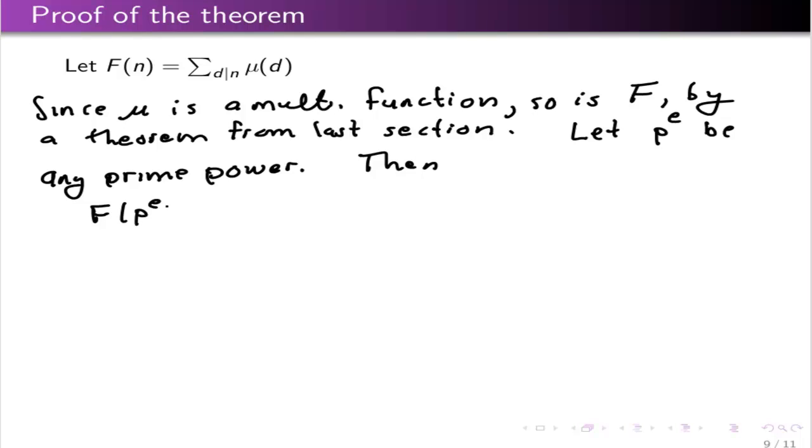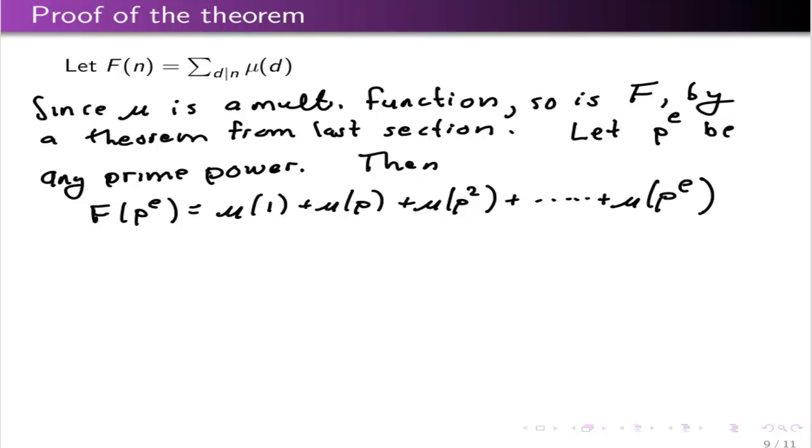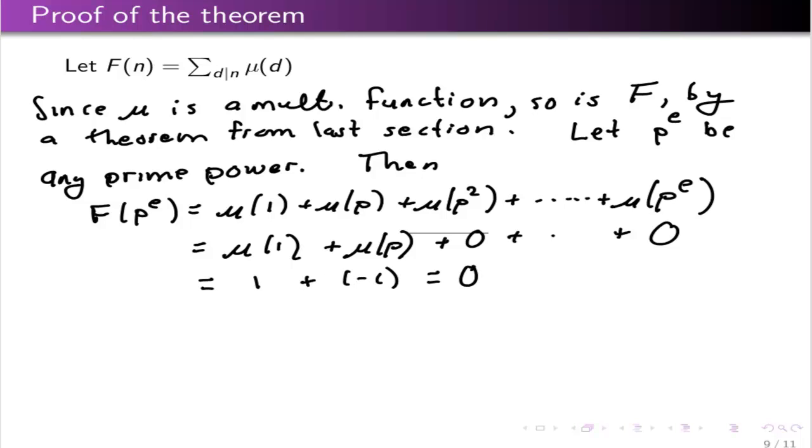So what's f of a prime power? I sum over the divisors of this prime power, which means mu of 1 plus mu of p plus mu of p squared, up to mu of p to the e, which equals mu of 1 plus mu of p. And then what's going to happen from this point onward? Well, in all of the other terms, the exponent on p is at least 2, and so these are just going to be 0 plus 0 plus 0, which just equals 1 plus negative 1, which is 0. So capital F of any prime power is equal to 0.